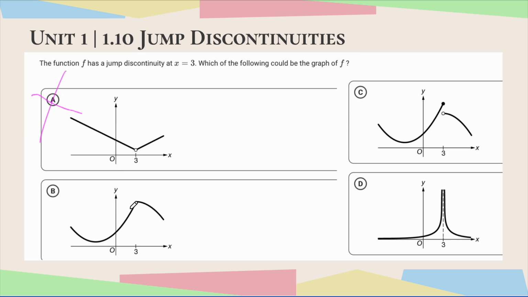B doesn't look like it has a discontinuity at all, so that would not be correct. C, this is exactly what I'm looking for here, right? How these output values actually jump from one value to the next, so this is correct. And then just to go through D, this has an infinite discontinuity, right? That has a vertical asymptote, so D would also not be correct. All right, moving on.